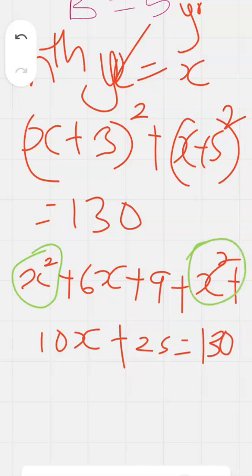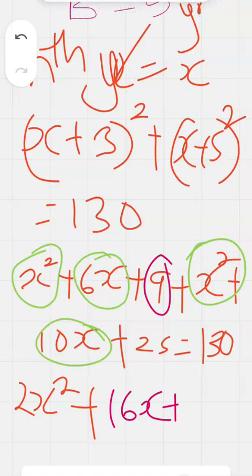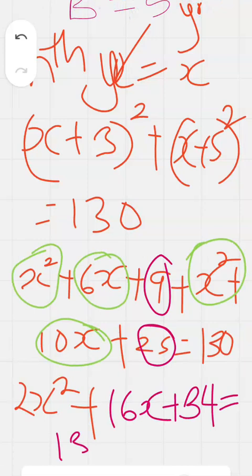So we now have 2x squared for the x squared terms, plus, we go to b, now we have 6x plus 10x, that one is 16x, plus, now c, we have 9 and 25, so that's 34, to be giving us 130. Now this is a quadratic equation.